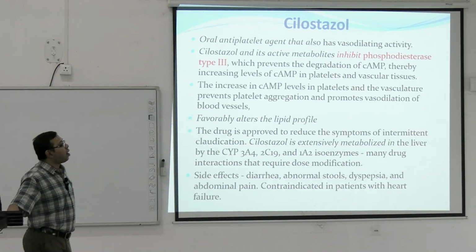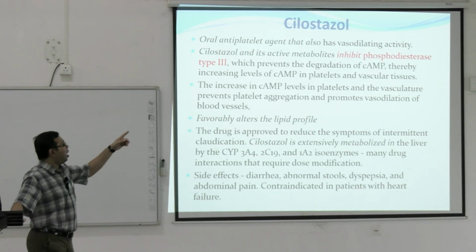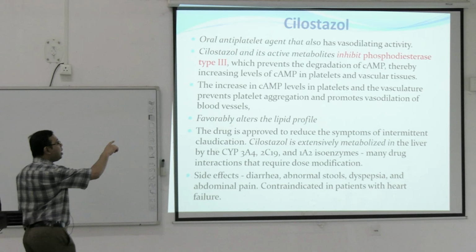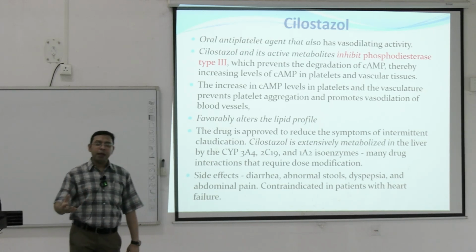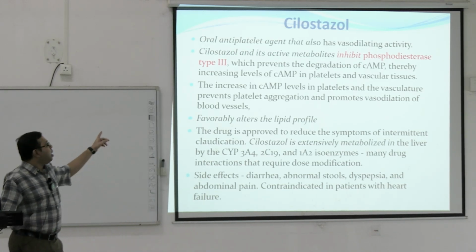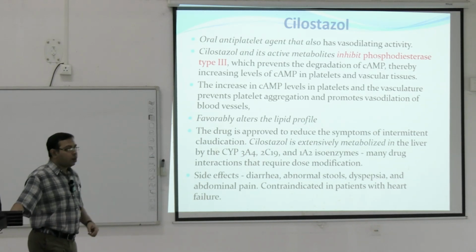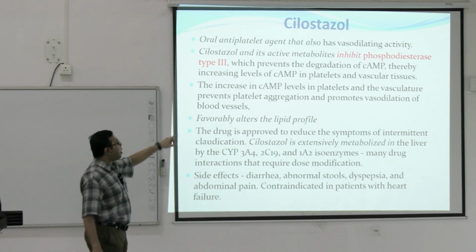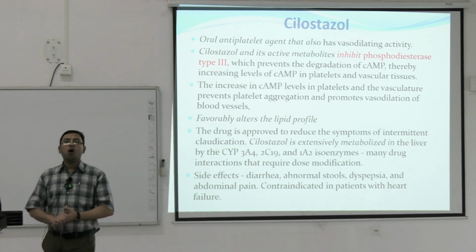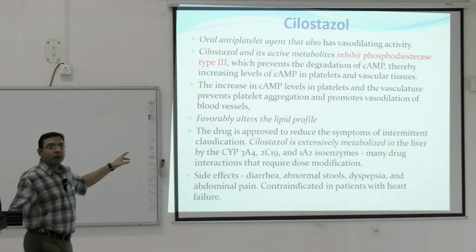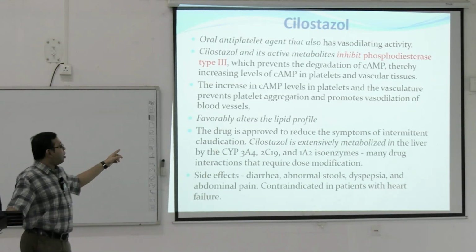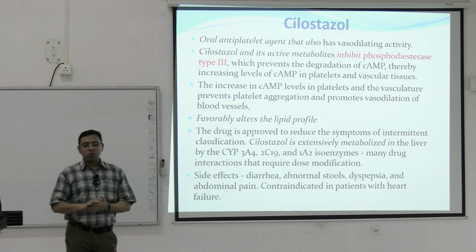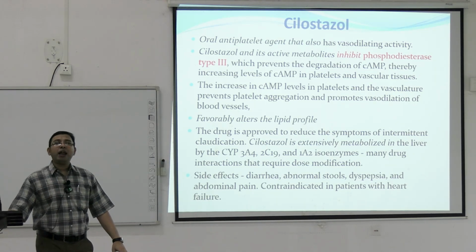Cilostazol. Cilostazol is another vasodilatory molecule that inhibits phosphodiesterase type 3. Phosphodiesterase type 3 inhibition ultimately prevents the degradation of cyclic AMP, a more or less similar mechanism. Increased levels of cAMP in platelets and vascular tissues ultimately prevent platelet aggregation and promote vasodilatation of the blood vessels. It favorably alters the lipid profile, and it is approved for the reduction of the symptoms of intermittent claudication. So basically this is needed in peripheral vascular disease.